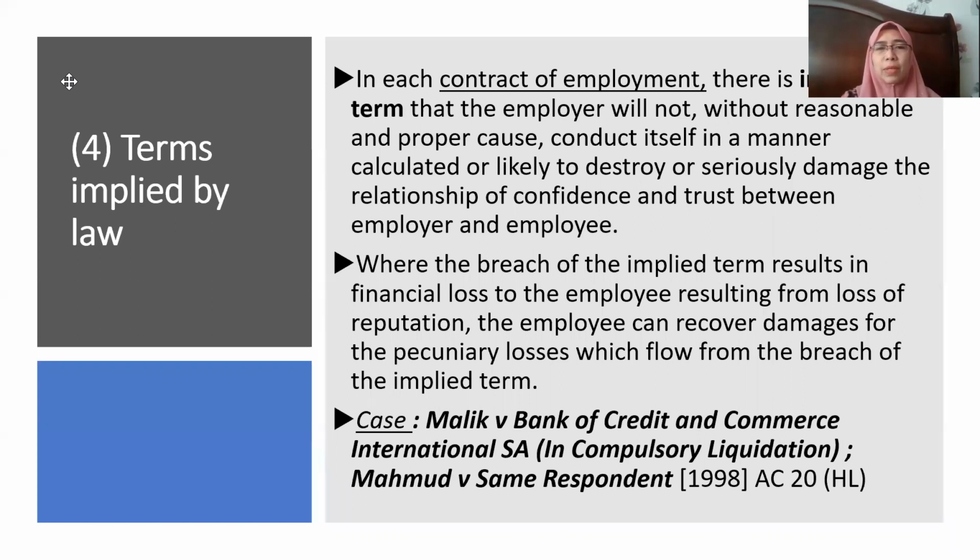And where the breach of the implied term results in financial loss to the employee, resulting from loss of reputation, the employee here can recover damages, compensation for their pecuniary losses which flow from the breach of the implied term. Even if we examine the contract of employment, there's no express term saying that the employer would conduct the business honestly, which would affect the reputation of the employee whatsoever. But impliedly, it has to be there. Because of the nature of the relationship between employer and employee, there must be trust and confidence between them.